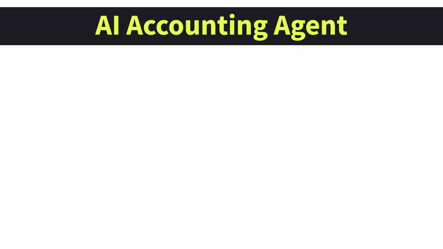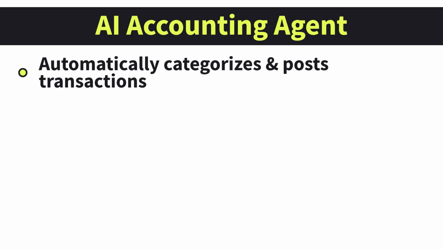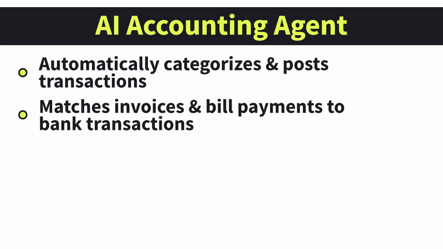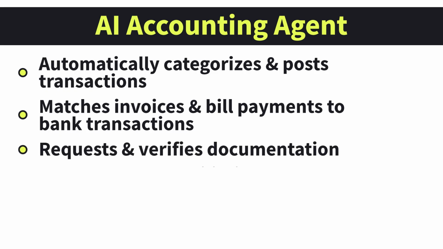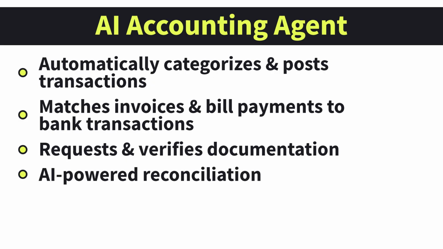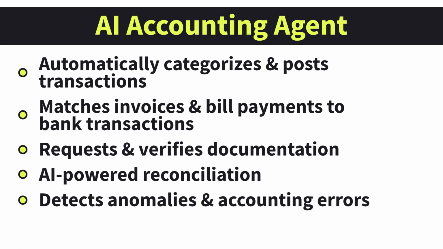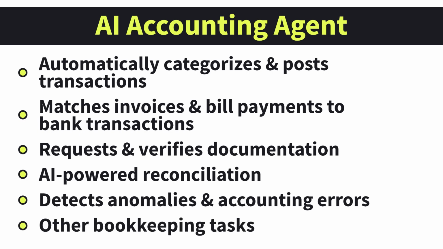So let's recap what the AI accounting agent can do for you. It automatically categorizes and posts transactions with high accuracy, matches invoices and bill payments to bank transactions instantly, requests and verifies documentation from your team without endless back and forth emails, assists with AI-powered reconciliation to catch those issues before they become problems, analyzes financial reports to detect anomalies and accounting errors, and saves you countless hours every week on tedious bookkeeping tasks, all while keeping you in complete control every step of the way.